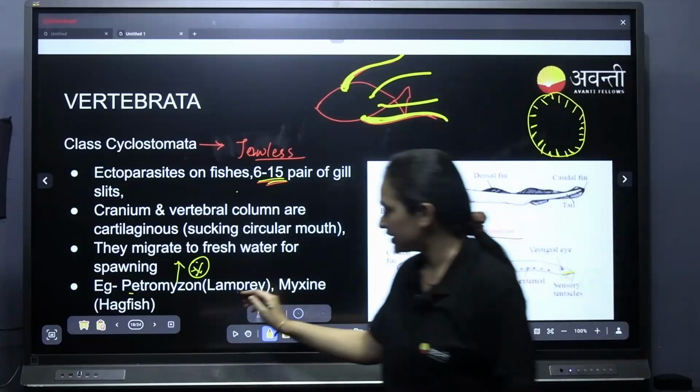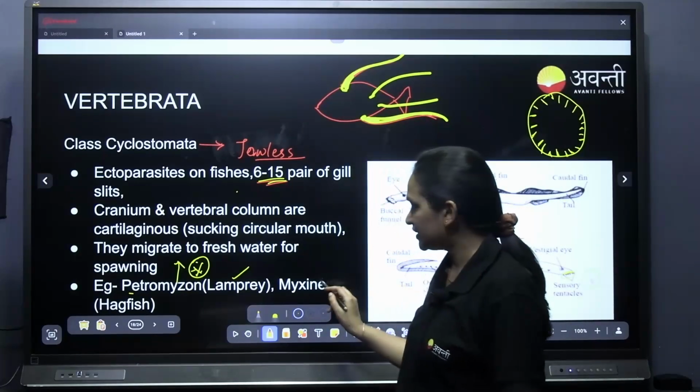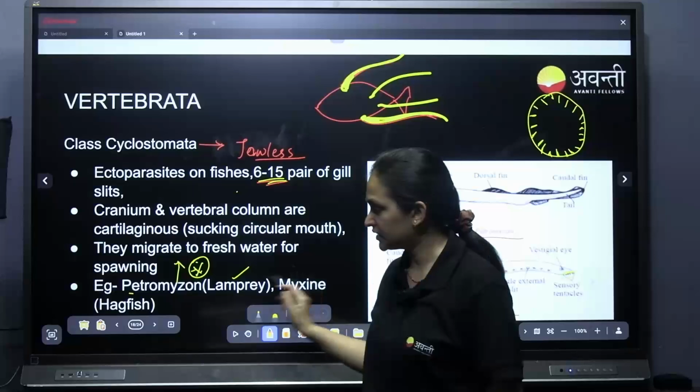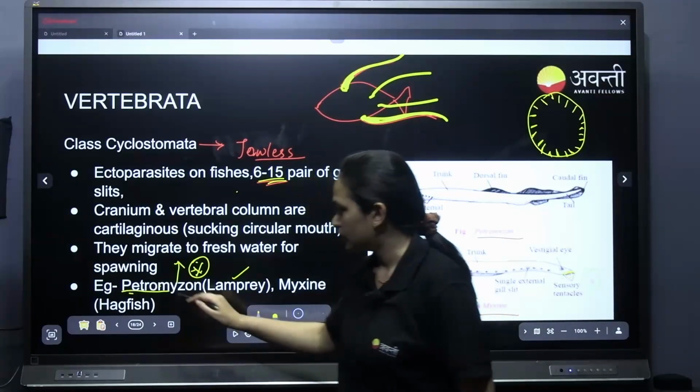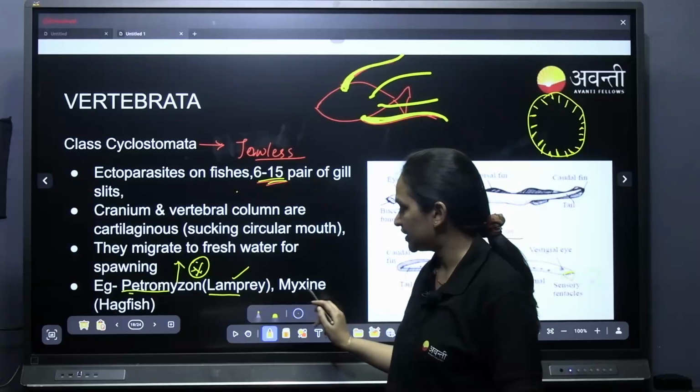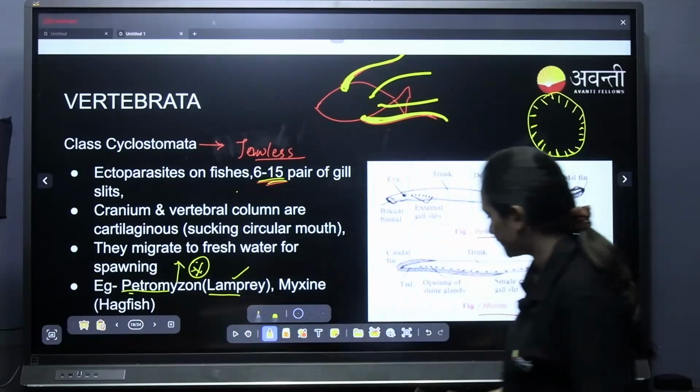And petromyzon is also called lamprey, and myxine is called hagfish. Myxine is hagfish, petromyzon is lamprey. Okay, petro, lamp; myxine, hagfish.